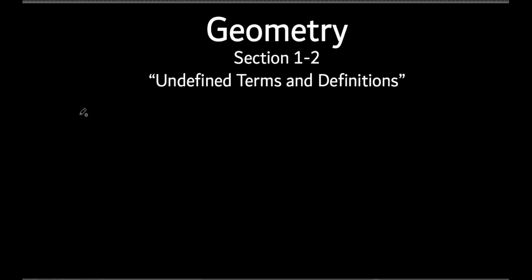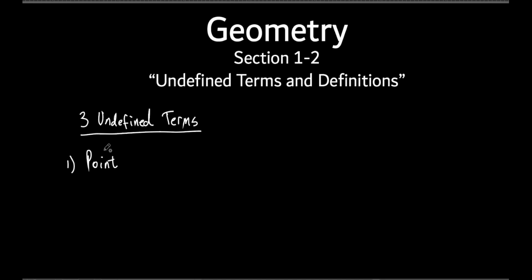So there's three undefined terms. If you look at what we're going to do, it almost looks like they're definitions, but technically they're not. These are undefined. We can't really define them. But we are going to talk about them. We're going to describe them a little bit. We're just not going to really define them. So the first one is the word point. Almost everything we do in geometry starts with a point or a whole bunch of points.